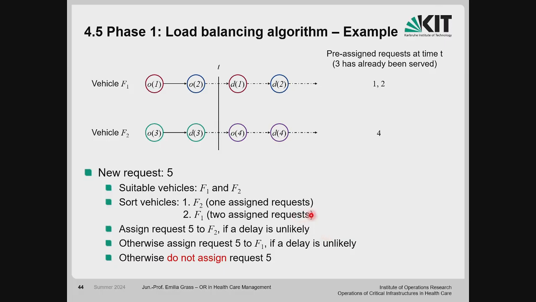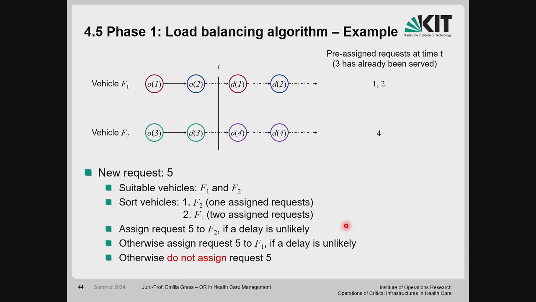Okay, but assuming that everything is fine and the delay is unlikely, we can assign request 5 to the second vehicle here. If not, then we cannot assign request 5. Some questions to this example?